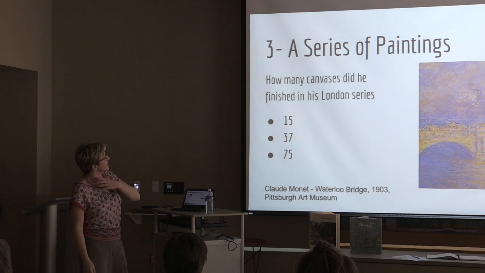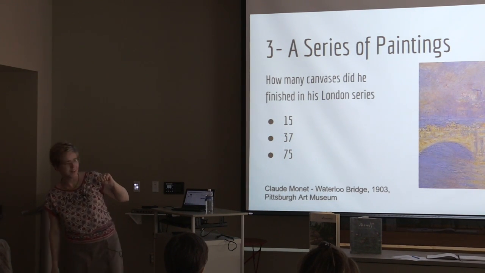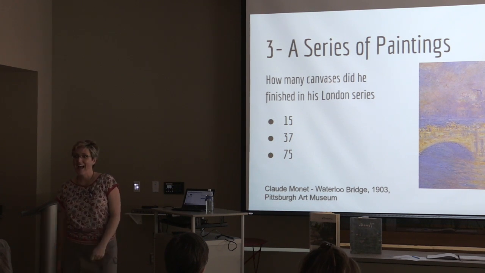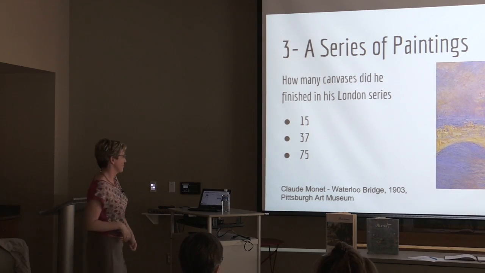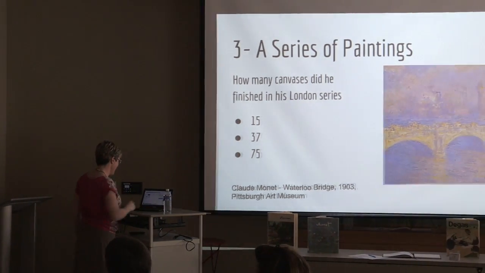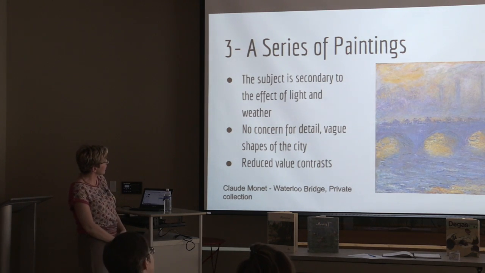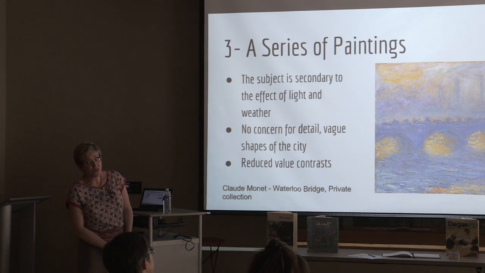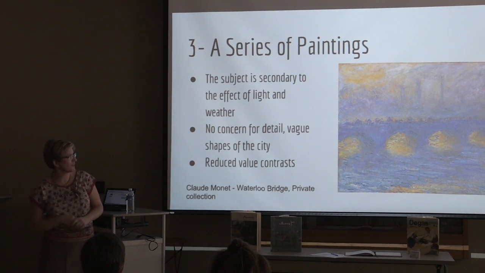Okay, how many canvases did he finish in his London series? 15, 37, 75? 75? Nope. 37. Yeah. So that means that you have 37 paintings of kind of the same thing in the world, you know.